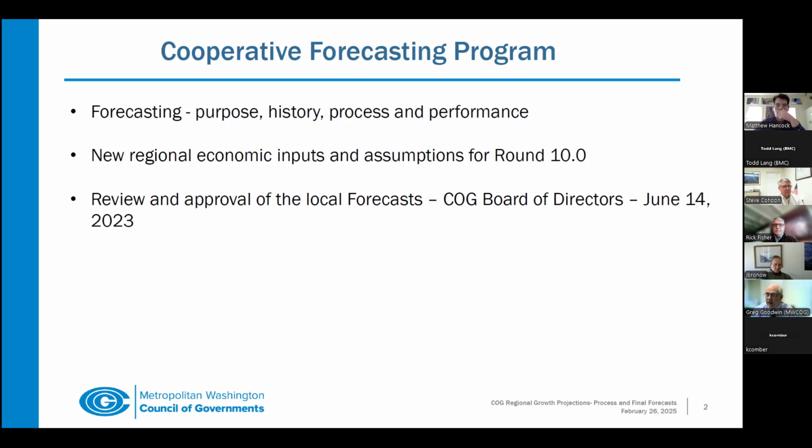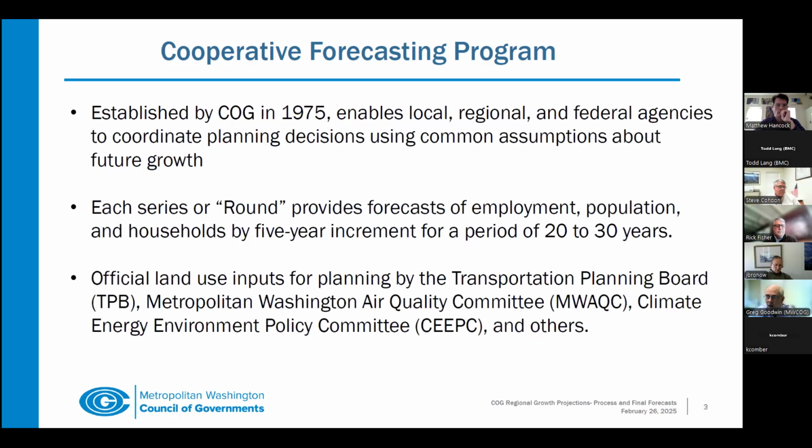Again, it was adopted in 2023. And then lastly, what I don't have on this slide is I want to talk a little bit about our current update that we are working on now. Starting in the fall, we started working on a 10.1 forecast. I want to give an update on where we're at with that process. But right now, I'm just going to give some historical context for our forecasting process.